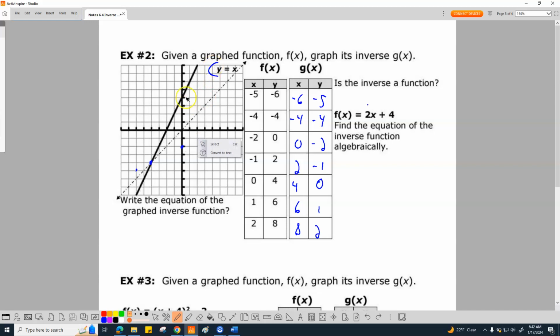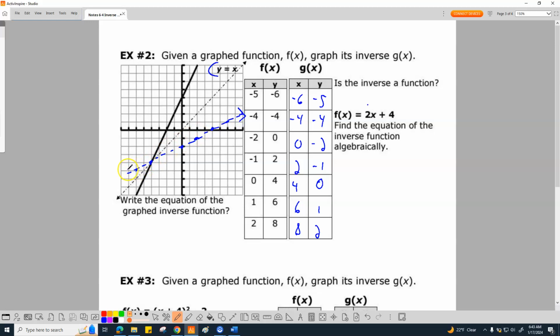It's weird writing points on this digital pen. Why doesn't it just let me do it? There we go. 2, -1, then 4, 0. And then I have 6, 1. And then I have 8, 2. And then you'll notice right here, this is your line. I'm going to try to connect it as best as I can.